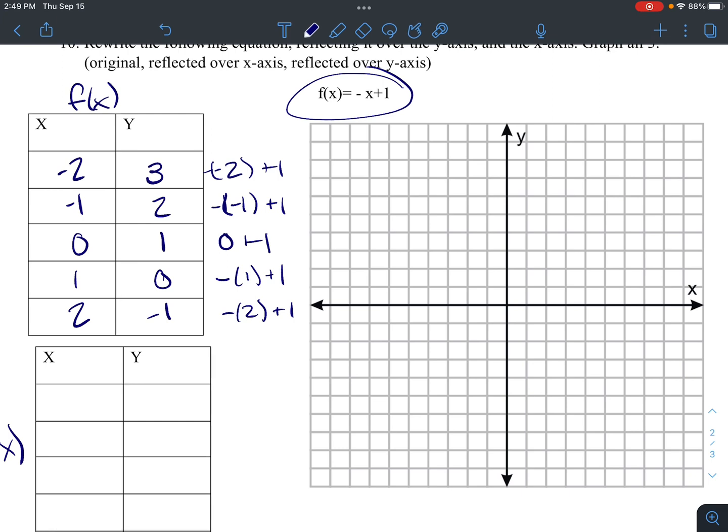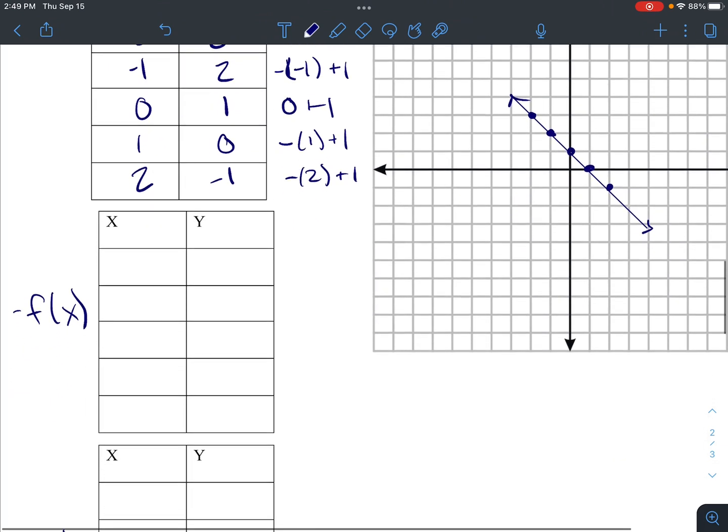So this graph I'm going to do in this blue. So at -2, we're at positive 3, then 2, 1, 0, and then -1. So this is going to be our graph, just like this.